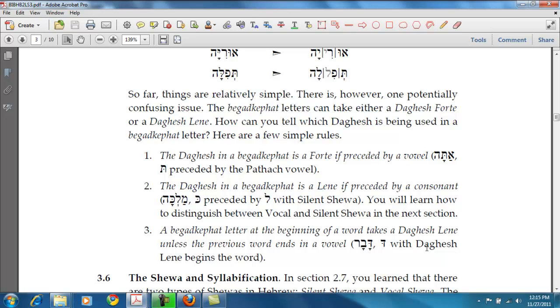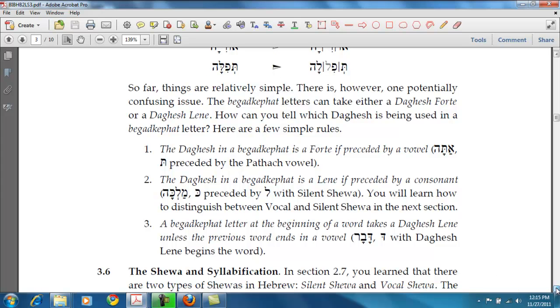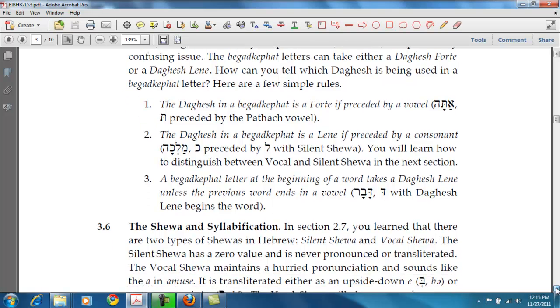A begadkefat letter beginning a word takes a dagesh lene unless the previous word ends in a vowel. I wouldn't really worry about that right now because you're not reading the scriptures yet. But usually in the scriptures, if in a sentence the preceding word ends in a vowel, what normally would take a dagesh lene will not take a dagesh lene. It will fall out. It's mainly for phonetic value, for flow.